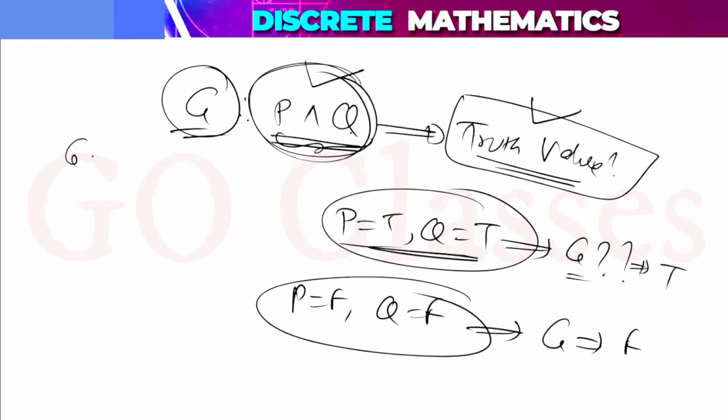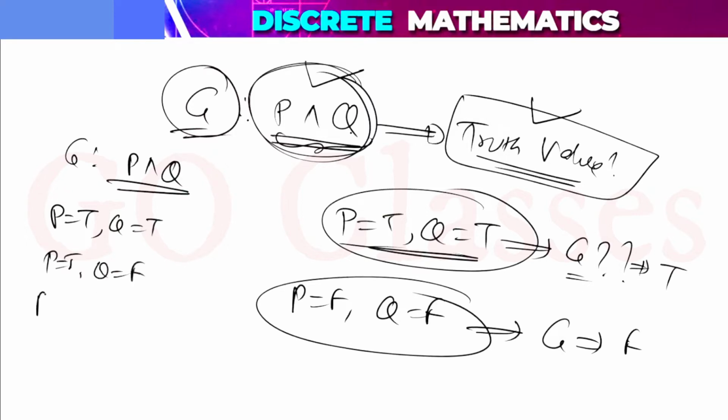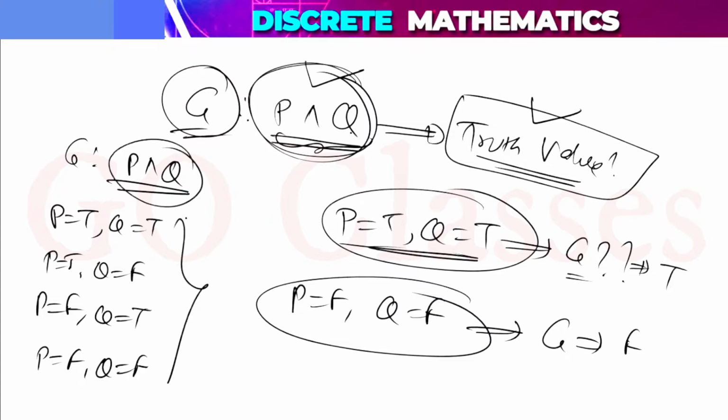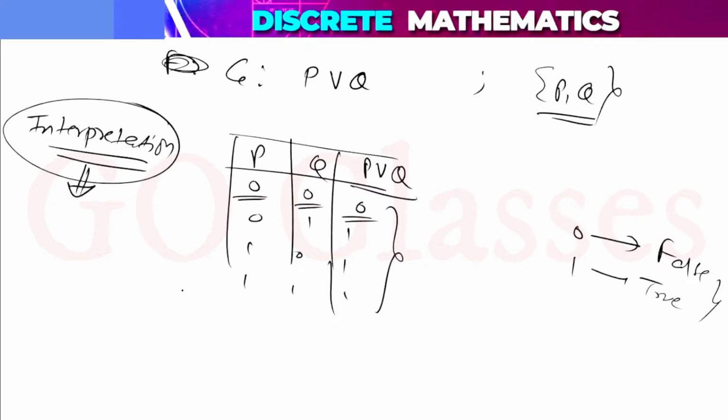For example, if you have a formula G with propositions P and Q, how many interpretations are possible? Only 4 interpretations are possible. This is the first possible interpretation, this is another possible interpretation, this is another, and this is another. Only these 4 interpretations are possible for this formula. So I can say that for this formula G, there are a total of 4 interpretations. So this is the definition of interpretation.